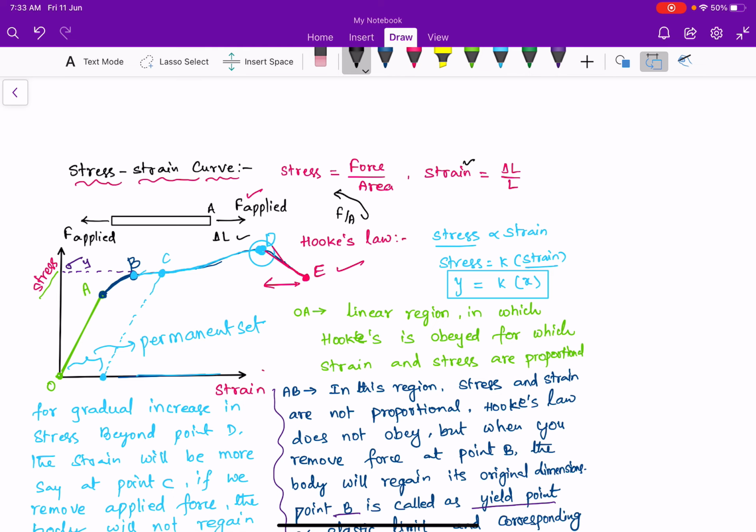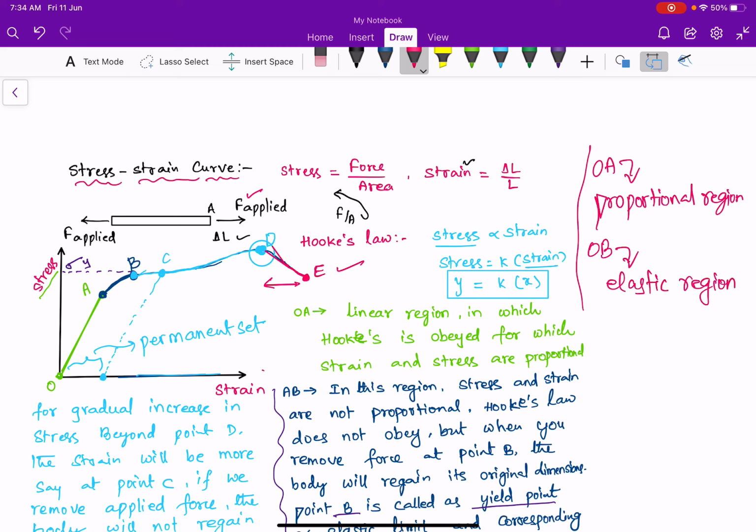So here I am concluding this. The proportional region, O to B is the elastic region. When the applied force is removed at point B, the body will regain its original shape and size, and the respective stress at point B.